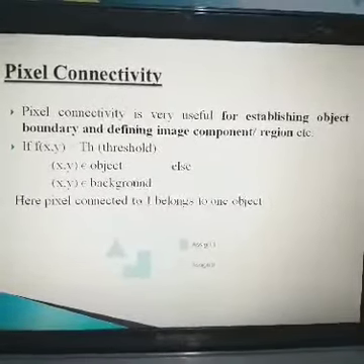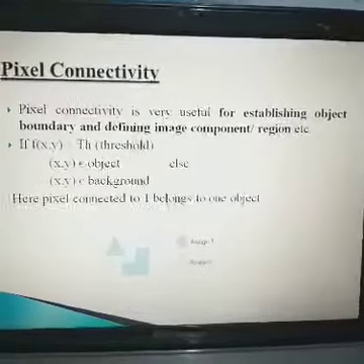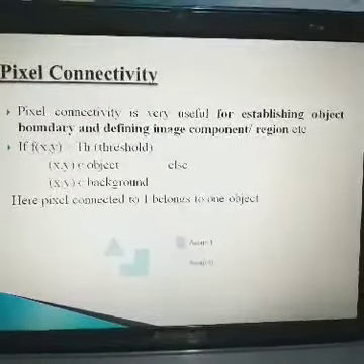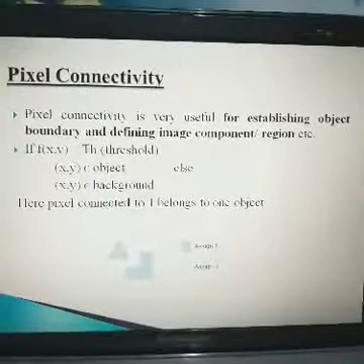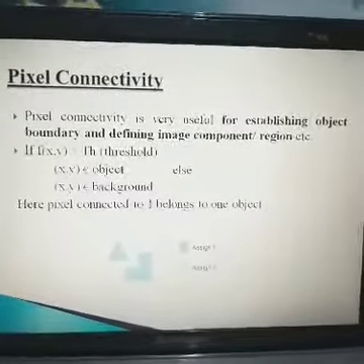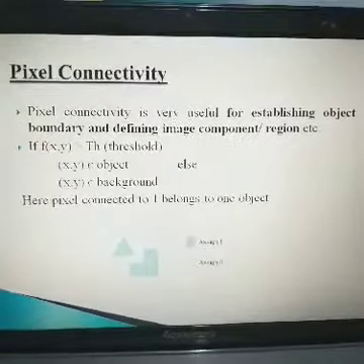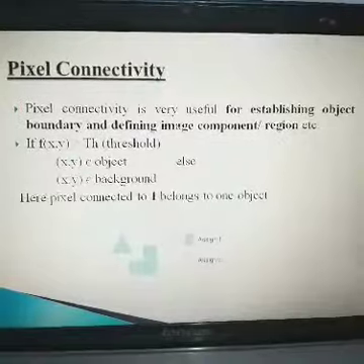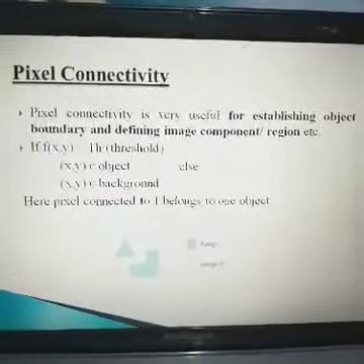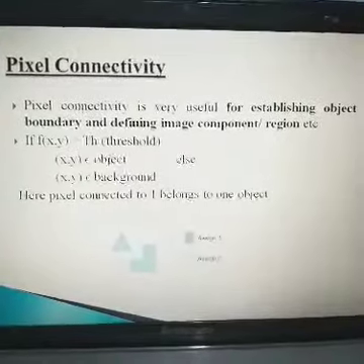Pixel connectivity is very useful for establishing the object boundary and defining the image component or the region. What is the region of an image? The region of an image is the area in which all the pixels are covered. So that is the region. The boundary area, the corner area, the outline of the picture is known as the boundary.